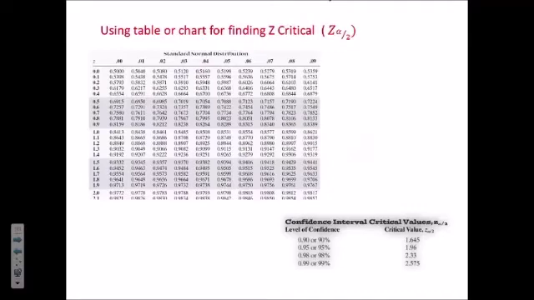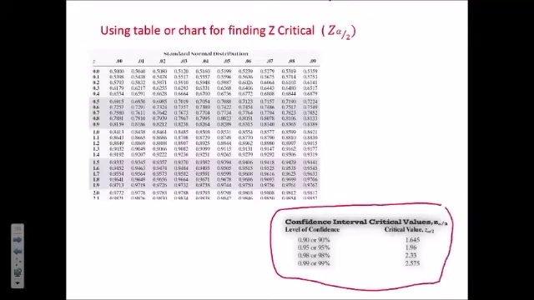There are a few ways of getting Z critical. I'll show you 3 ways. The easiest way is to use a chart like this, and you merely look up the confidence level, 95%, and it tells you Z critical is 1.96. That's the simplest way.